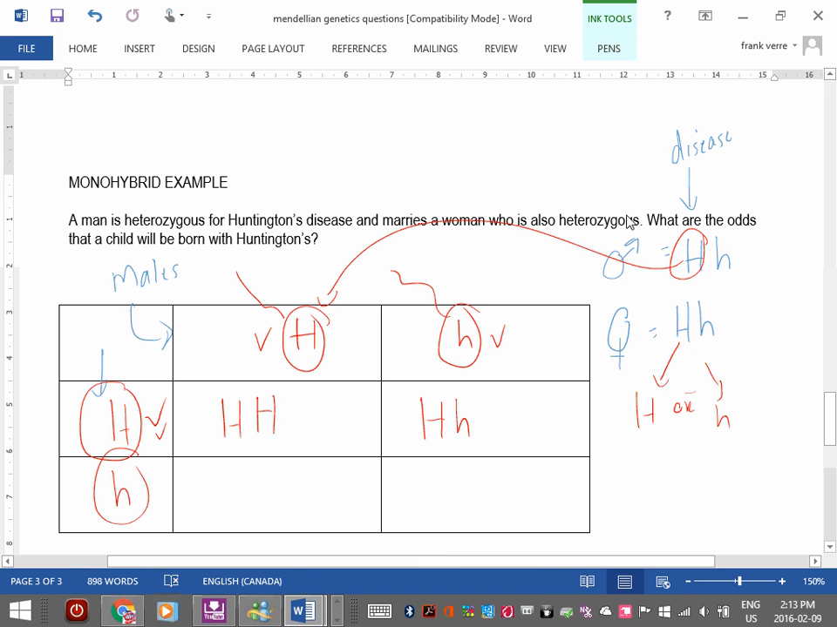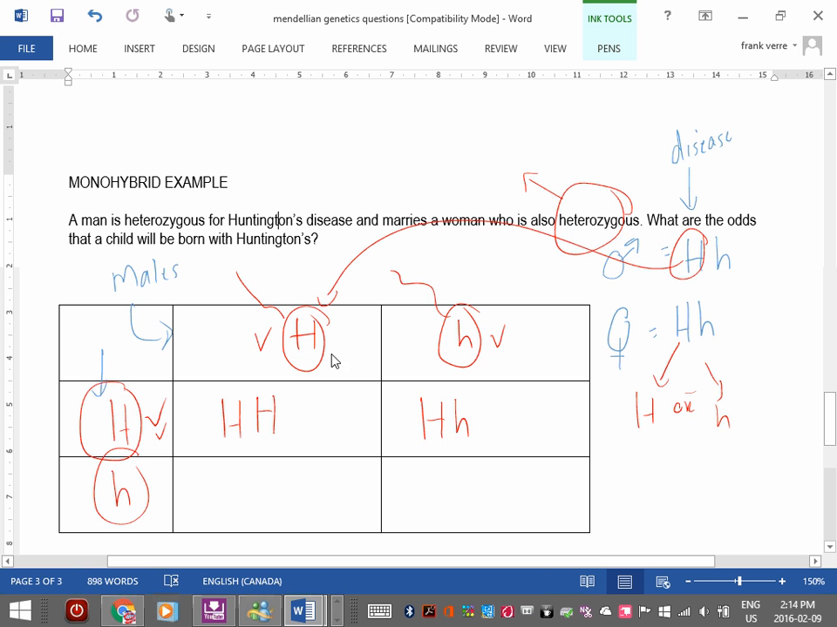If she's heterozygous, she has the disease. Now, it could very well mean that she doesn't have it at this moment, but Huntington's shows up a little bit later on in life. So if she's been genetically tested and she has one copy of it, she's most likely going to get it. Okay?